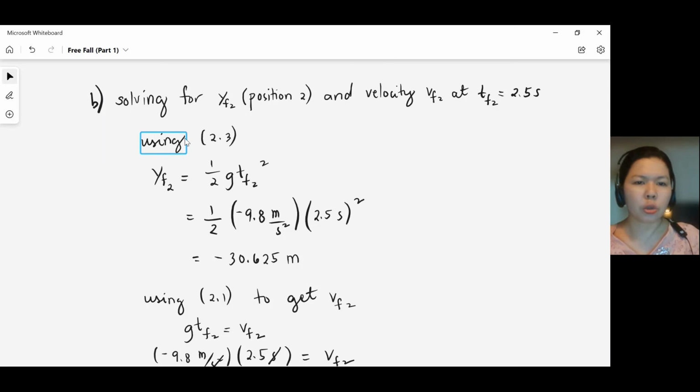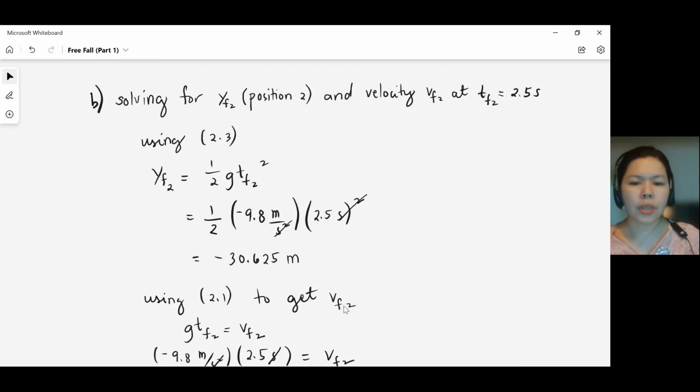Again, we use equation 2.3 to get YF2, position at 2.5 seconds. So here, YF2 equals 1 half G TF2 squared. So this is our equation 2.3. We substitute 1 half. The G is negative 9.8 meters per second squared. And here, the time now at TF2, position 2, is 2.5 seconds. Using your calculator, you should get an answer of negative 30.625 meters. For the unit, second squared over second squared, that's 1, or cancel. So we are left with meter. Or we can say that the coin is 30.625 meters below the starting point.